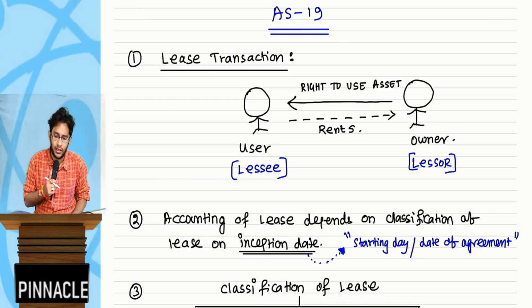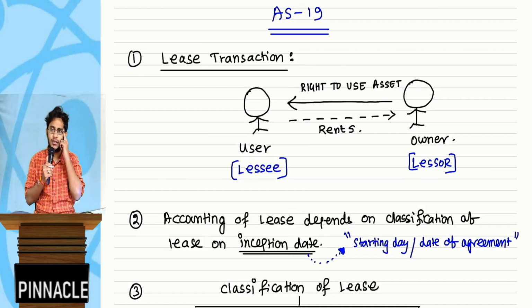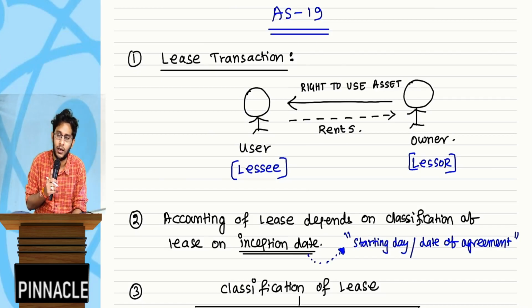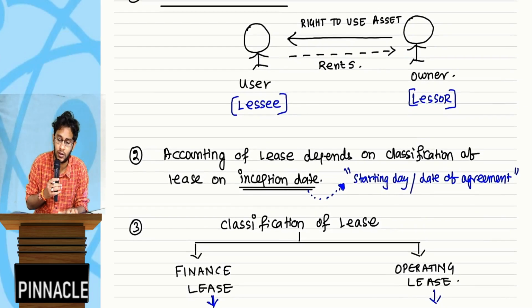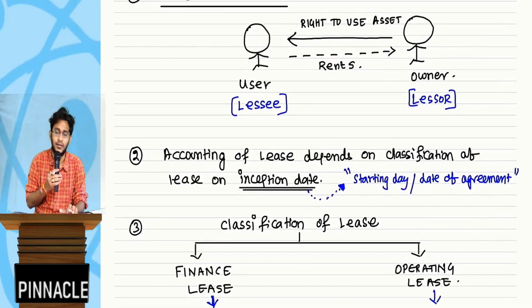So AS 19 defines a lease transaction as a transaction where the legal owner of the asset conveys the right to use the asset to a user. The owner is called the lessor, the user is called the lessee. This lessee, since he is using an asset belonging to somebody else, pays consideration in the form of lease rents each year.